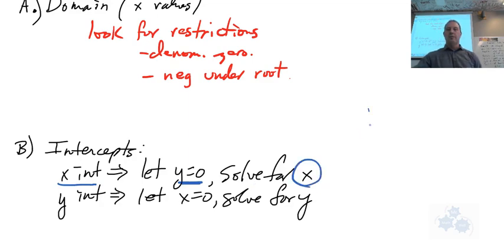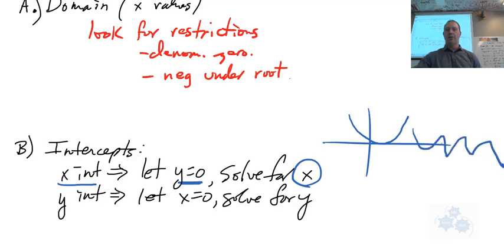Now in a function, we could have 1 x-intercept, we could have 2, 3, 4, 5, 6, whatever. You could have many, depending on the function. Did I say y-intercepts? Sorry, I meant x-intercepts. Yeah, I'm still on x-intercepts. Sorry if I said y.